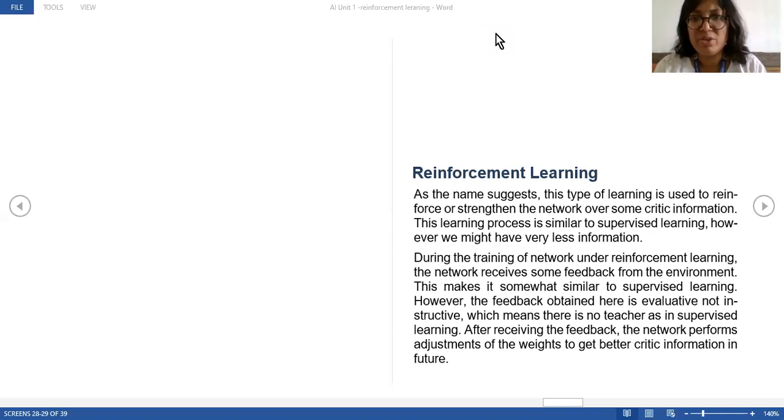During the training of the network under reinforcement learning, the network receives some feedback from the environment. This makes it somewhat similar to supervised learning. However, the feedback obtained here is evaluative, not instructive, which means there is no teacher as in supervised learning. After receiving the feedback, the network adjusts its weights to get better critic information in the future.